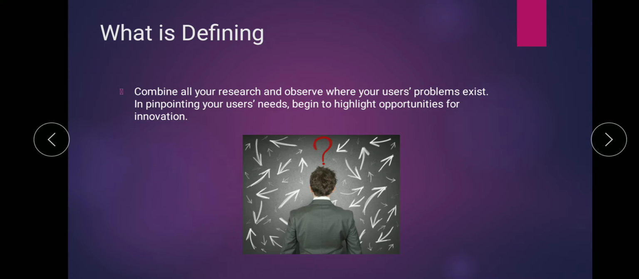Now it is important for you to define what the problem statement is. This definition is going to be of your understanding.